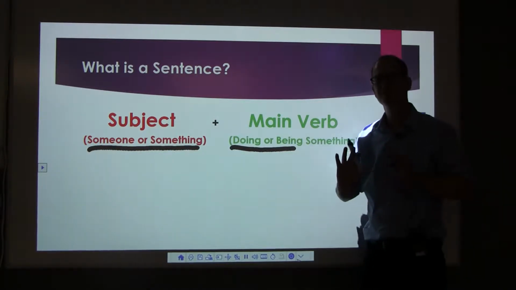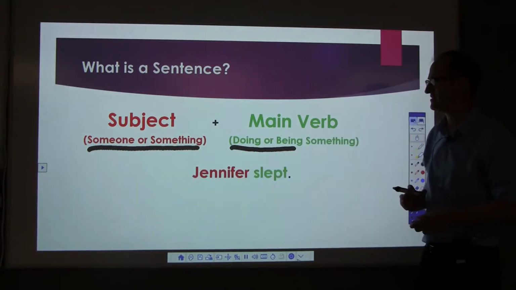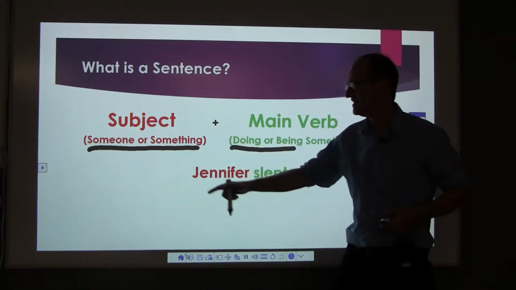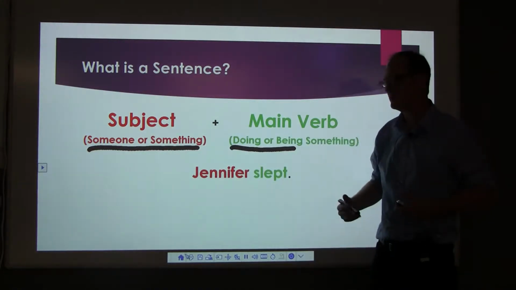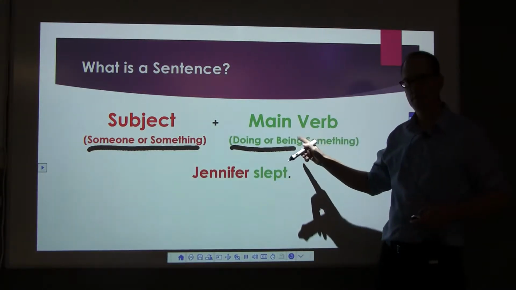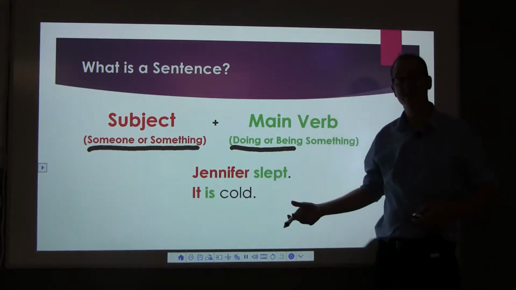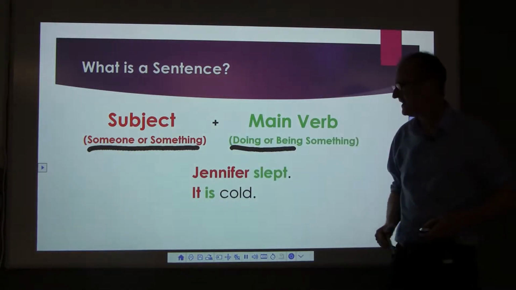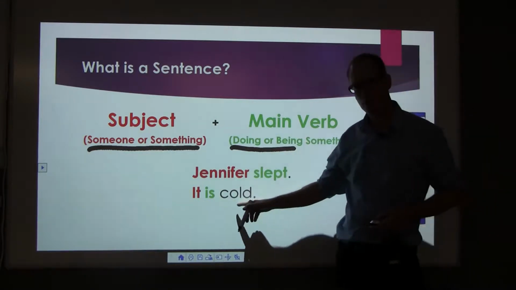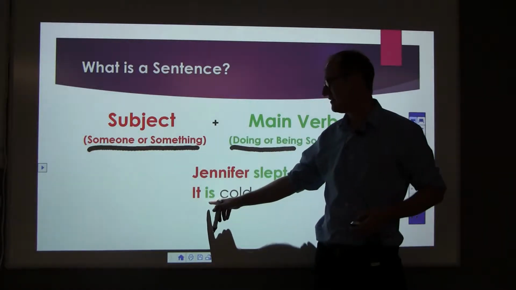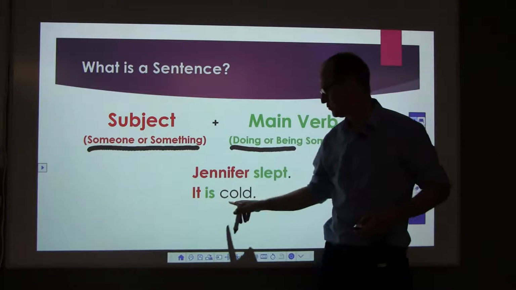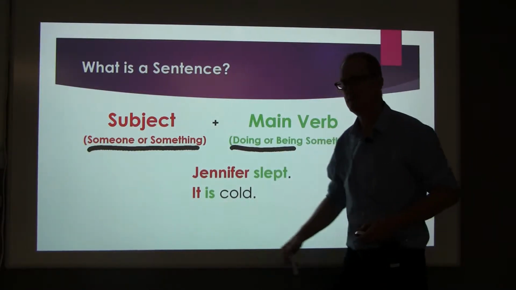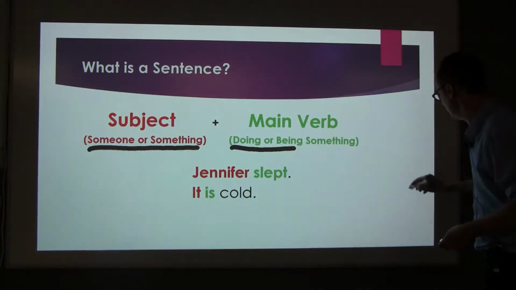So let's look at two extremely simple sentences to illustrate this. Jennifer slept. In this case, Jennifer is the subject. It's someone, and she's doing something. Slept. That's the main verb. Another complete sentence, it is cold. It is the subject, it's something, and it is being something, cold. And the word that links the subject with the word that describes the subject is the main verb, is. Those are two complete sentences.